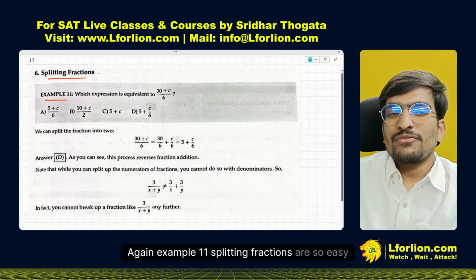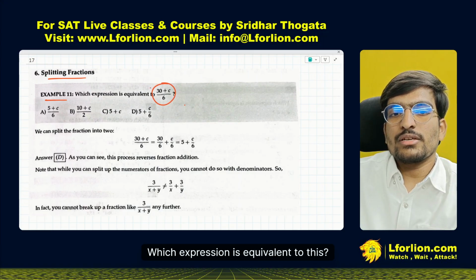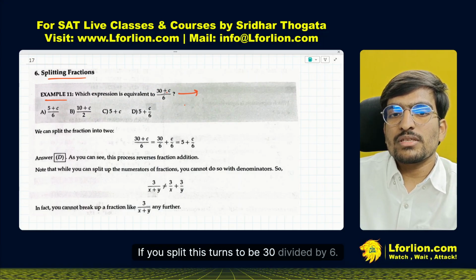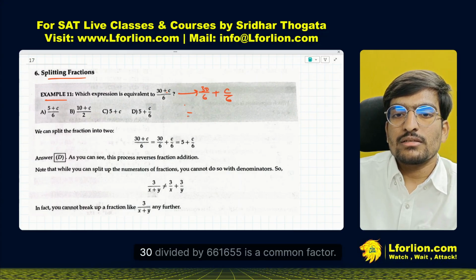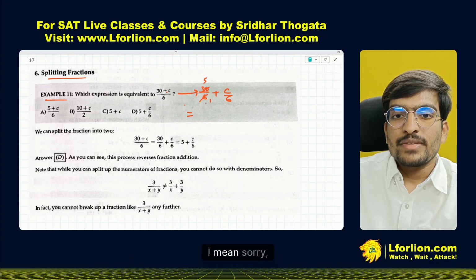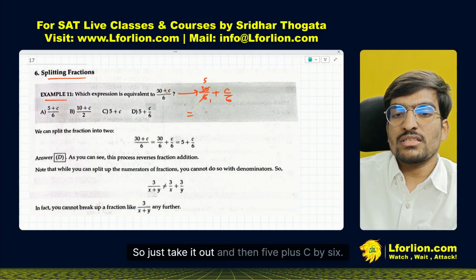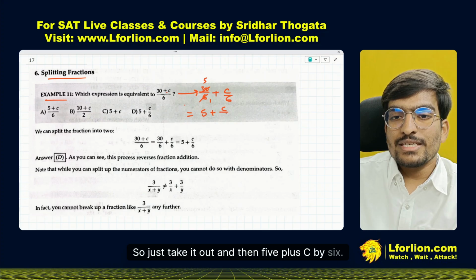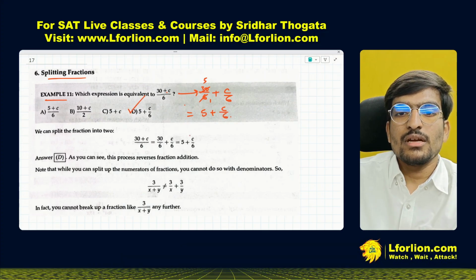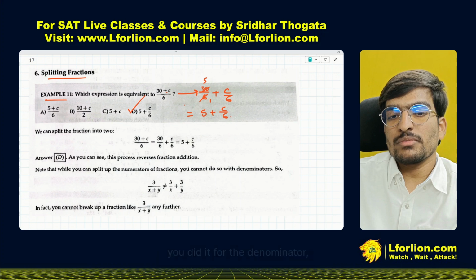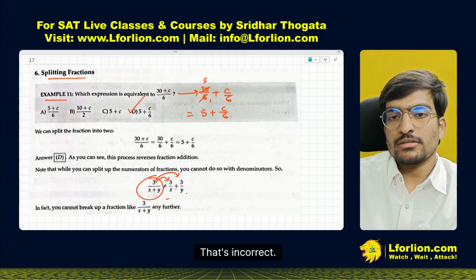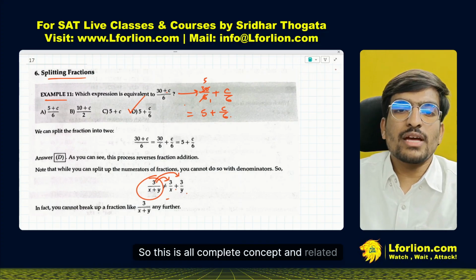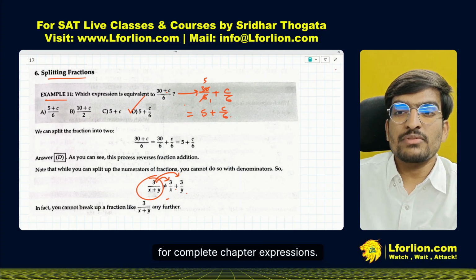Example 11, splitting fractions is such an easy thing. Which expression is equivalent to this? If you split, this turns to be 30 divided by 6, the denominator gets split, c divided by 6. And 30 divided by 6, 5 is the common factor, so just take it out. I mean sorry, 6 is the common thing, so just take it out, and then 5 plus c by 6, which is option D. But whatever you did for the denominator, you can't do for the numerator. You can't split the numerator. No, you can't do that. That's incorrect. So this is the complete concept and related examples for the complete chapter, expressions.